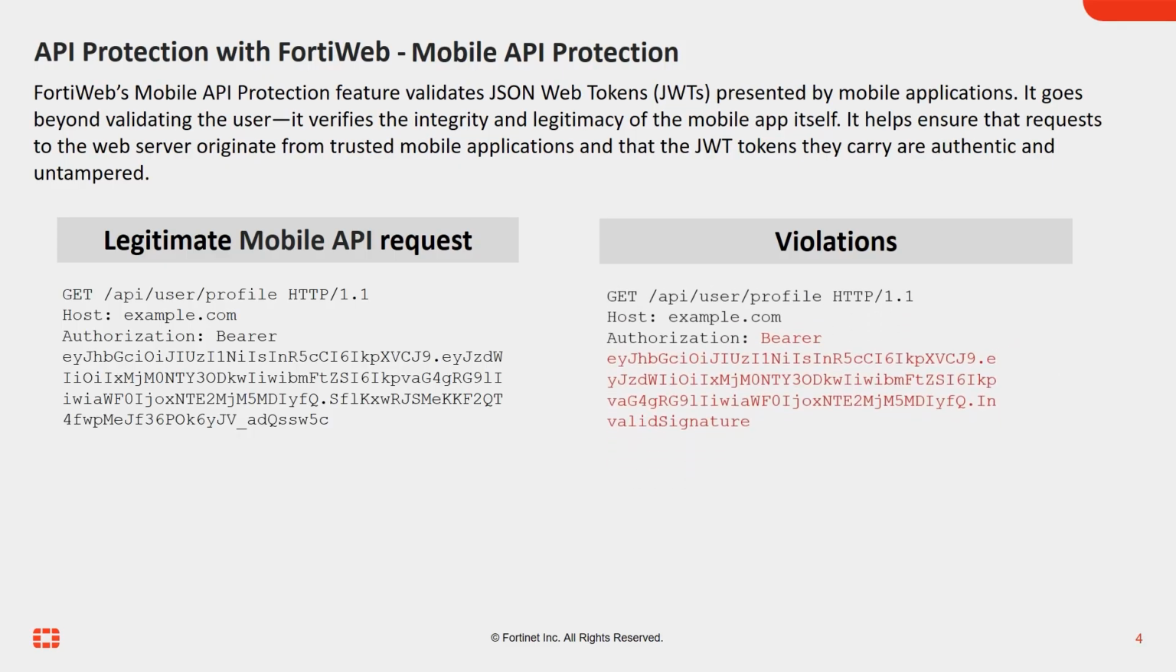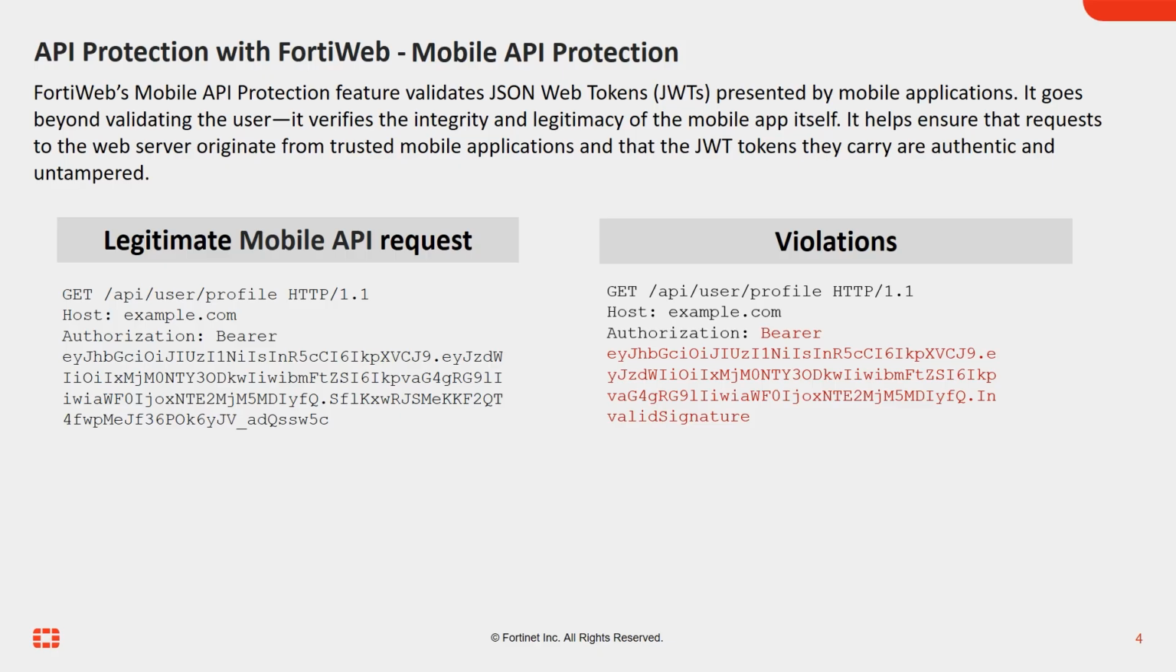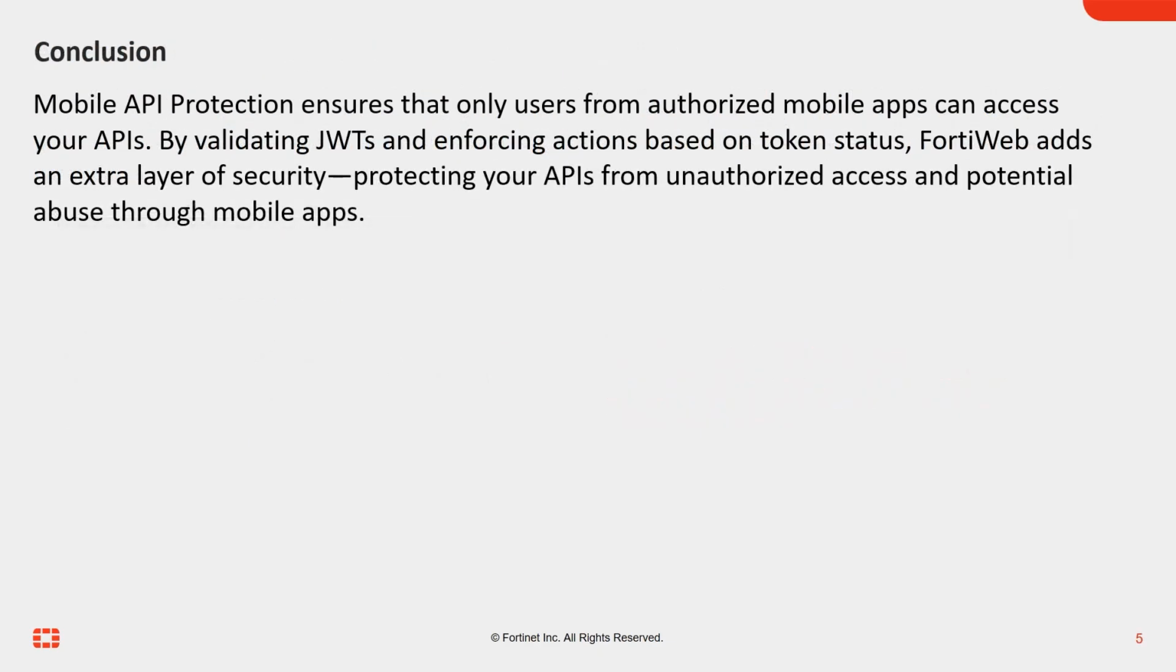If the JWT token is tampered with and results in an invalid signature, or the JWT token is with invalid claims, or other situations where the JWT token is invalid, FortiWeb can detect it, flag the request as invalid token, and block it. In short, mobile API protection ensures that only users from authorized mobile apps can access your APIs.